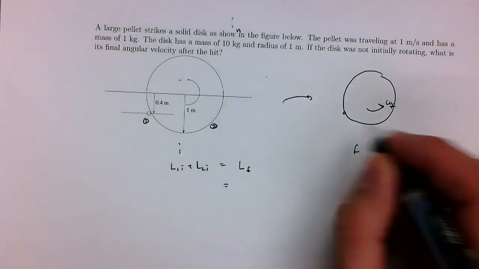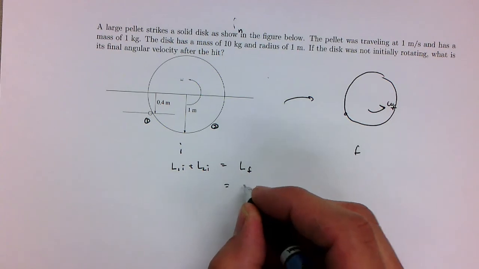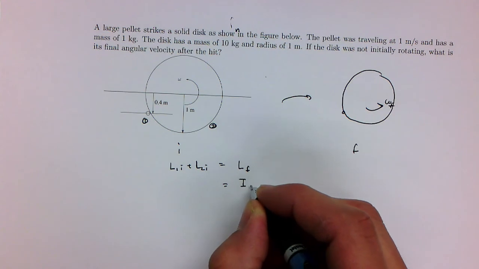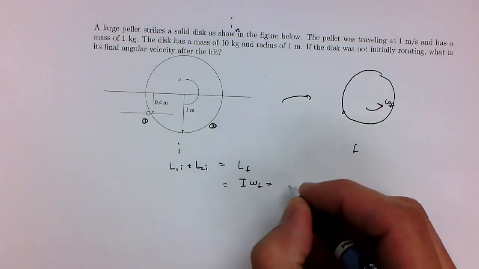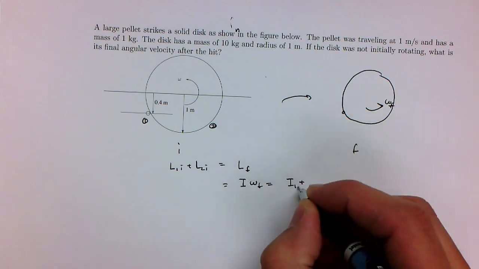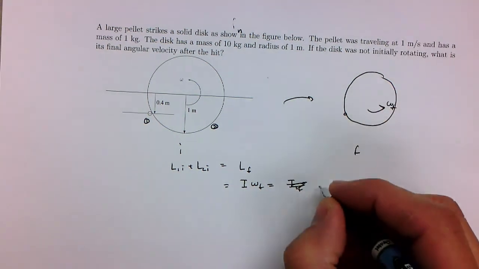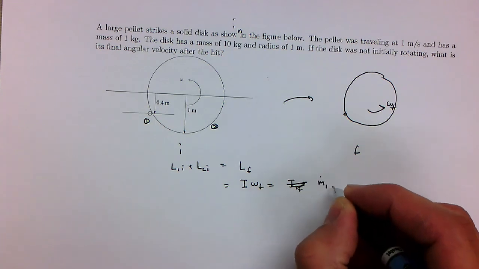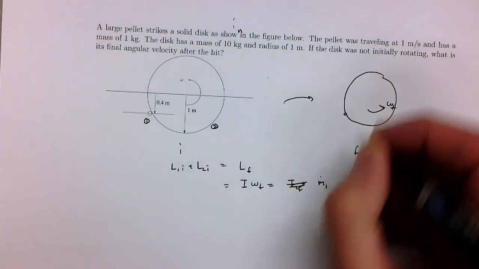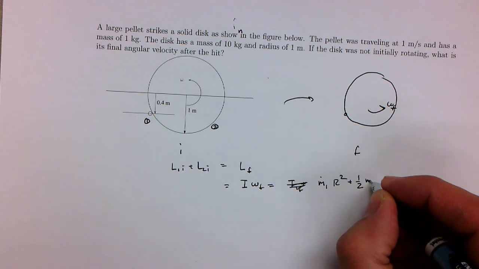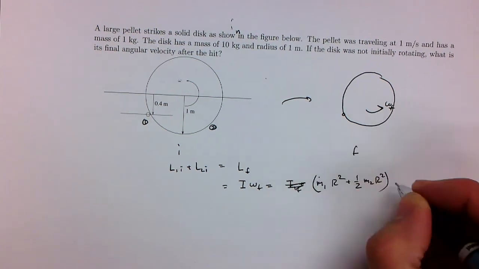Let's do the final state first. This actually turns out to be a little easier. Because everything's rotating with some omega, it's just I of the two things together times omega final, which is equal to I1 plus I2. Well, we'll just write down what it is. It's the mass of the pellet, mass 1, times r squared, plus 1/2 I2, which is 1/2 m2 r squared.